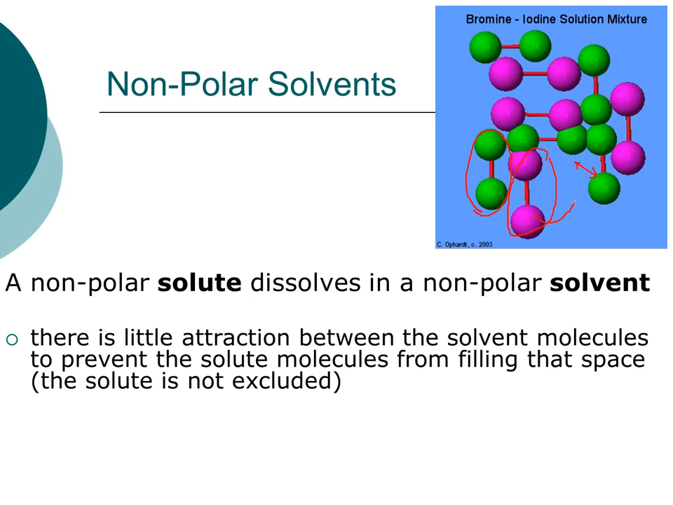So if you wanted to put some iodine into some bromine, that would be relatively easy to do because you do not have that hydrogen bonding that needs to be disrupted. So a non-polar solute dissolves in a non-polar solvent quite easily. They're happy to mix together because neither one is polar. They have no problem interacting.